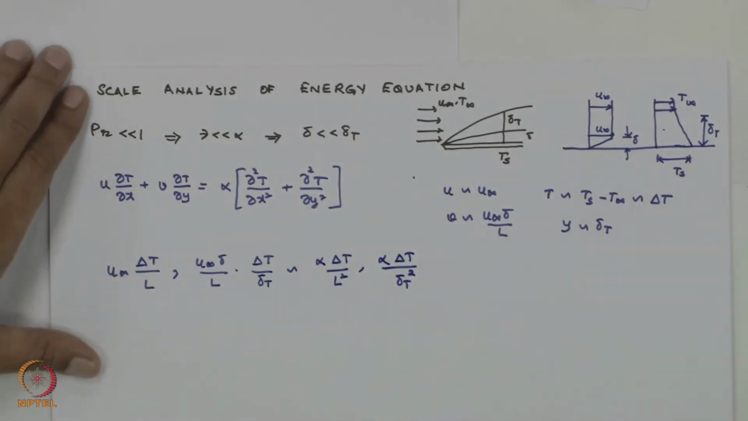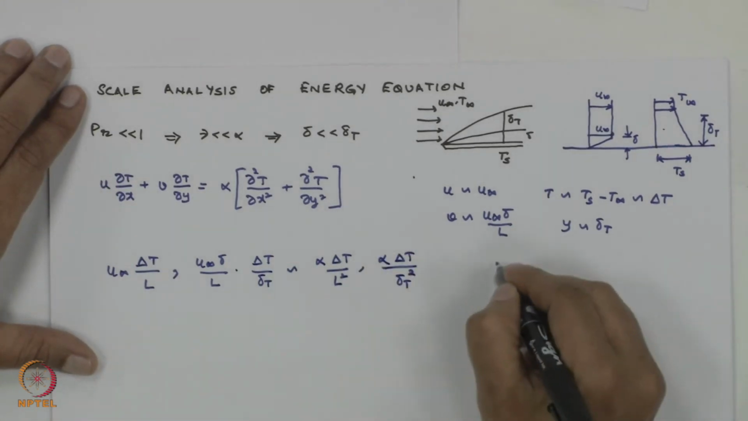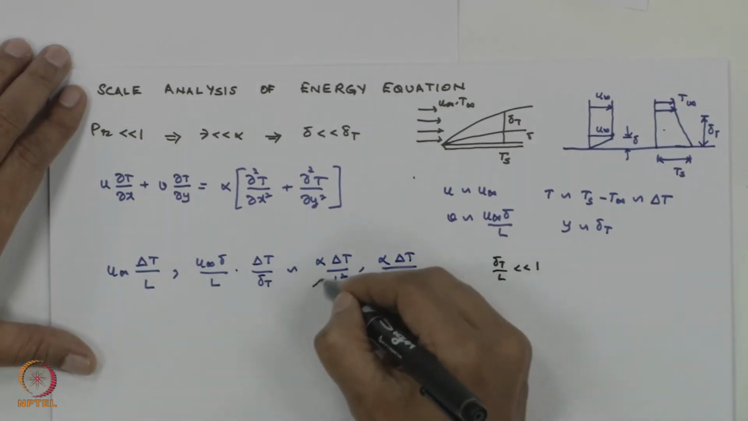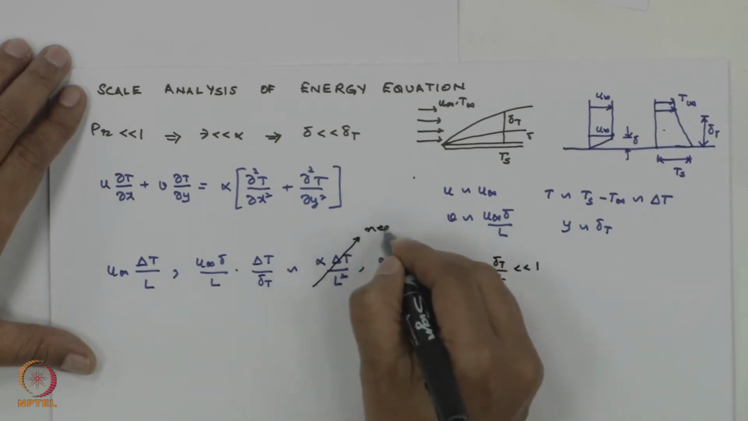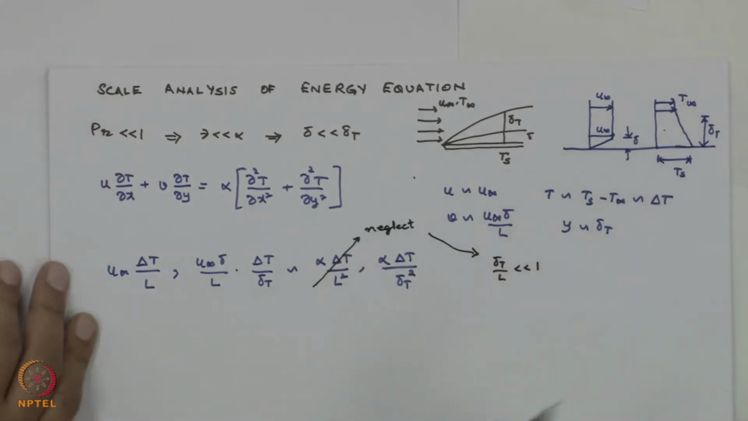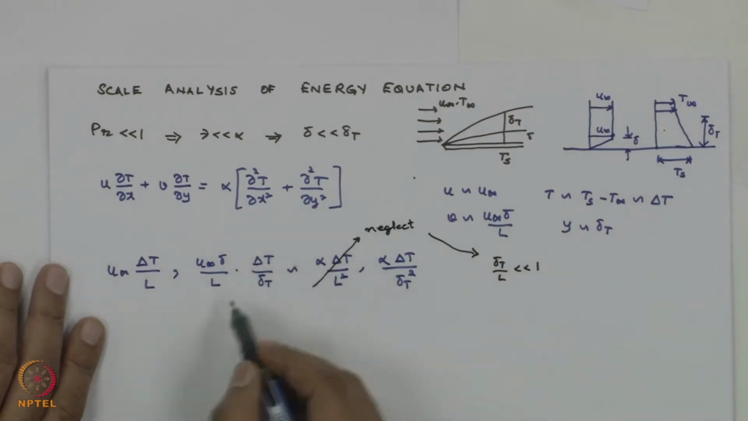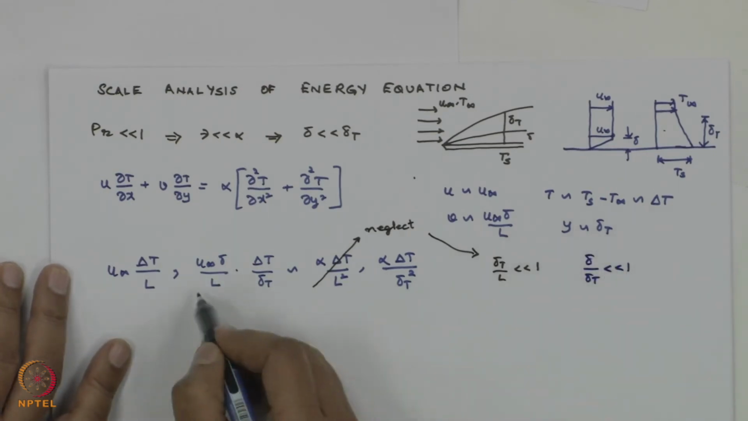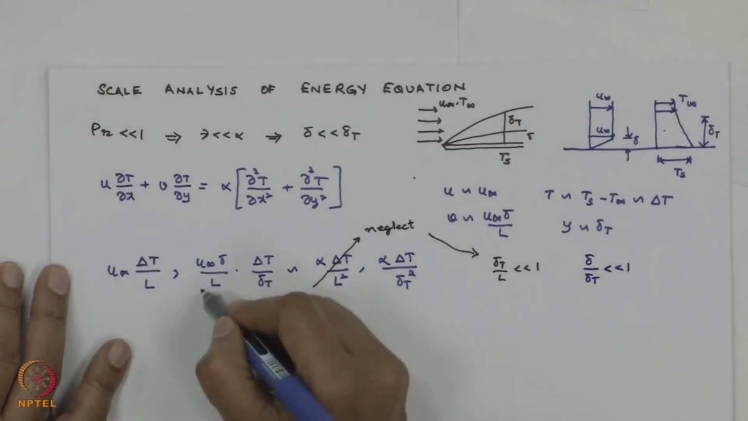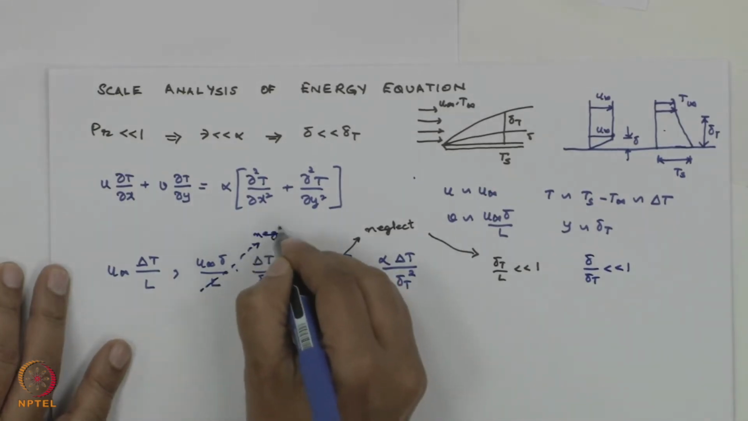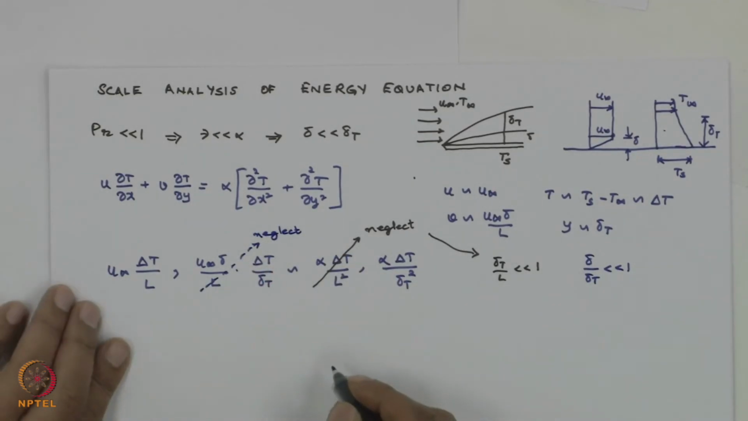Now you can see that delta T by L, again, will be very much less than 1. So this term I can neglect because delta T by L is less than 1. So you see here, this term delta by delta T is very small, delta by delta T is very much less than 1. So the second term on the right hand side also can be neglected because delta by delta T is very, very small.